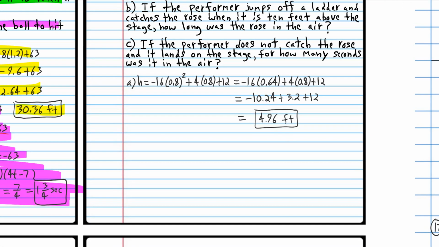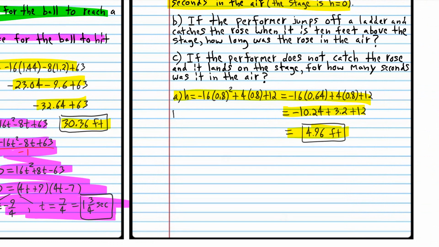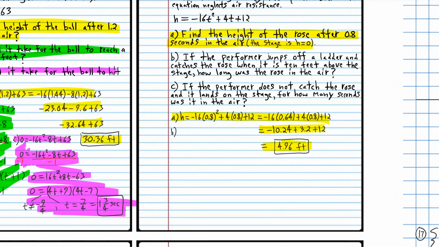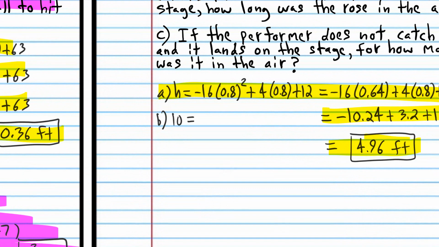So if you got that answer, good job. All right, on to part B. So in part B, he catches it at 10 feet. So we're going to let h equal 10 and solve for t.